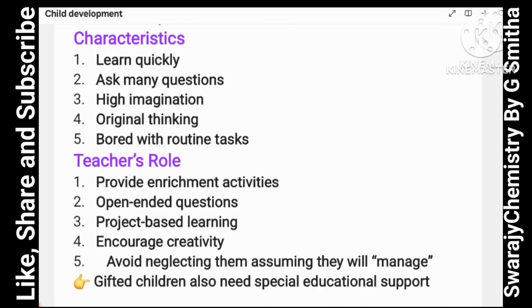Here, the teacher's roles are: teachers should challenge and support these learners by giving enrichment activities, asking open ended questions, using project based learning, and encouraging creativity. Teachers should not ignore them thinking they can manage on their own. Please remember, gifted children also need special educational support to develop their abilities fully.